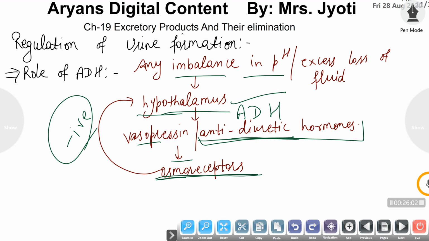And in this mechanism, the antidiuretic hormone or ADH hormone regulates the urine formation. The ADH or vasopressin hormone most preferably acts on the DCT and the collecting duct, so that the maximum amount of water can be reabsorbed from the urine that is passing away from the body.